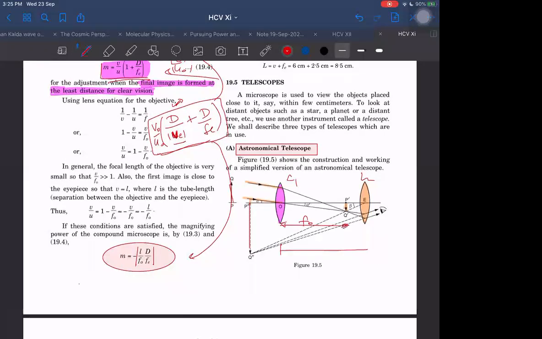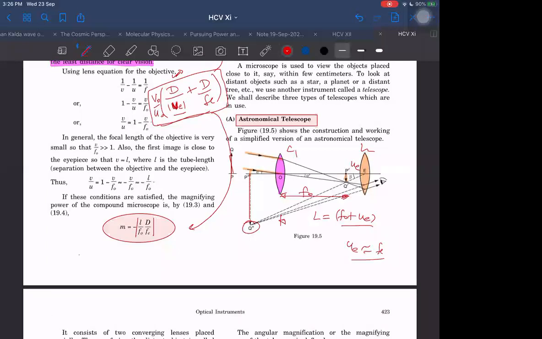And for the astronomical telescope, this length will be equal to F0 plus Fe. I can say this is UE also. I can call it F0 plus UE. But UE will be approximately equal to Fe. It will be exactly equal to Fe when the final image is also formed at infinity, which we call normal adjustment, or relaxed eye, or when it is formed at the far point. The other one is when it is formed at the near point, or the strained eye. Anyway, so the length will be this.